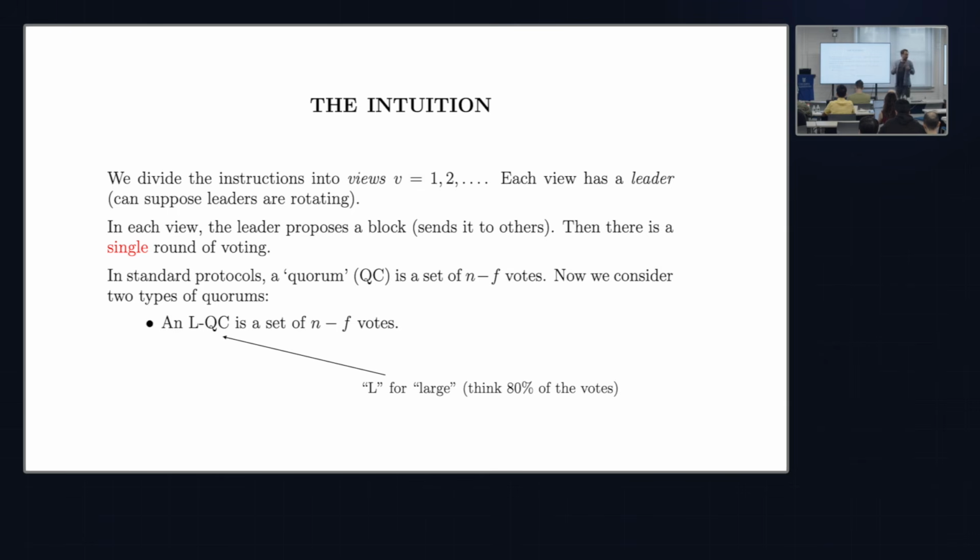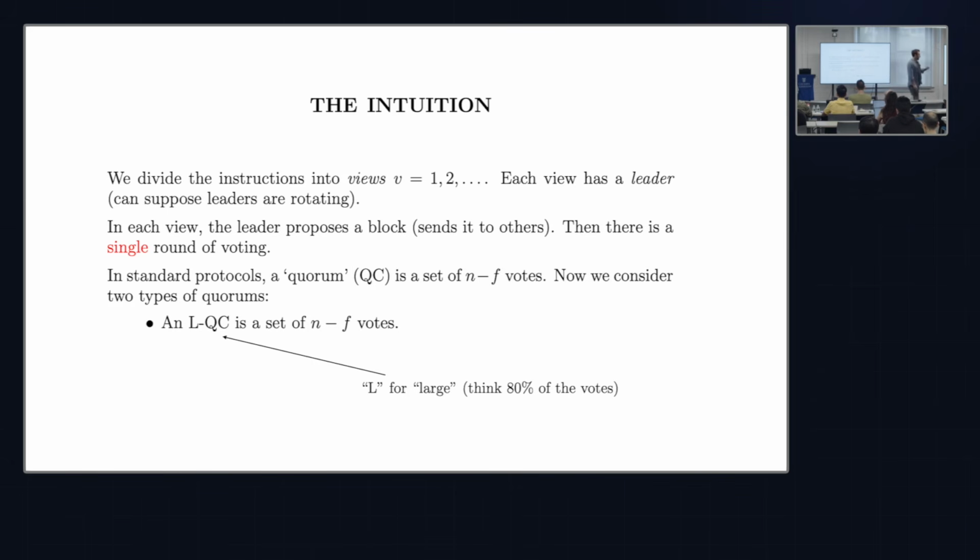Okay, now, in standard protocols, a quorum or a QC, a quorum certificate, is a set of n minus f votes. That's what we're used to. We require n minus f because we can't expect the f faulty processors to send in votes. Now we're going to consider two different types of quorums of different sizes, and I'll explain why in a bit.